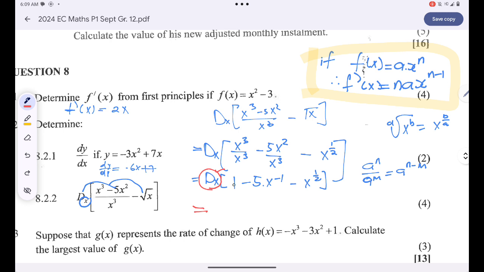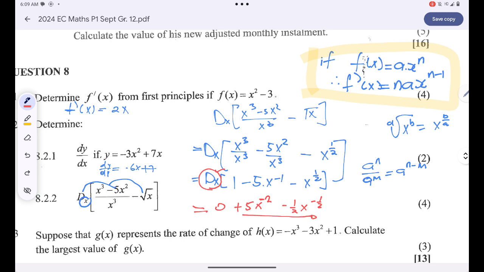So the derivative of 1 is a constant, so that's just 0. And then if I derive negative 5x to the power of negative 1, I'll simply get a positive 5, and then the x will be to the power negative 2. And then over here, I'll just have negative 1 over 2 x to the power of negative half. This over here, guys, is equal to my derivative.